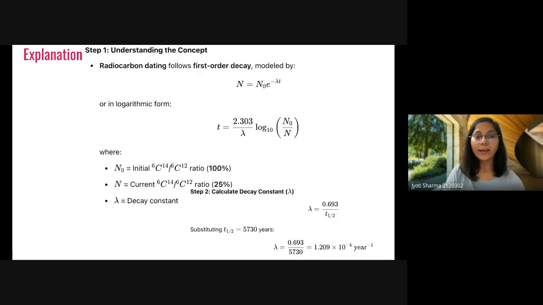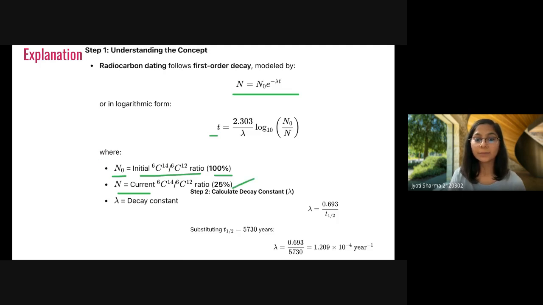So again, I have the first order decay law, which is N = N₀ e^(−αt), right? And from here we can calculate the time t. This is the age of any of your organism. Then N₀ is equal to the initial ratio. The initial ratio was 100%, and your current ratio is 25%.